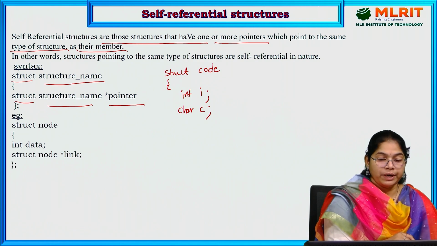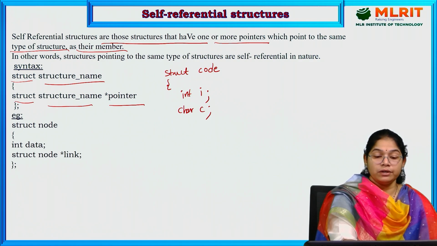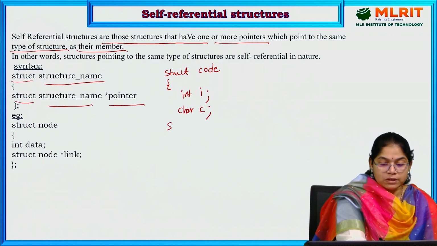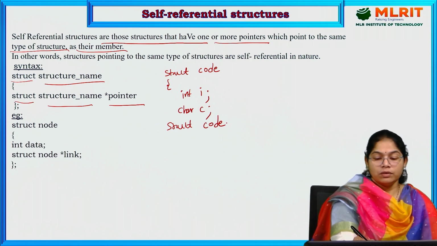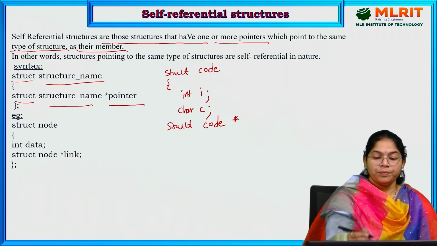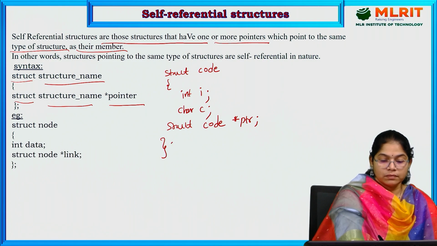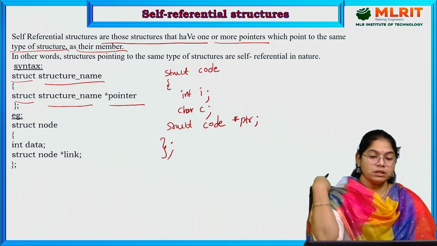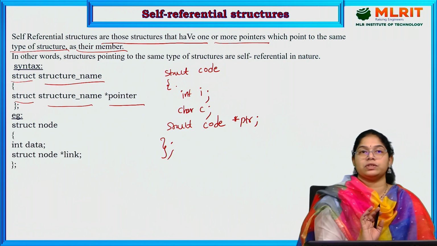So how to create a pointer? Data type, then an asterisk, and then a pointer name. Since we are creating a pointer to the structure, the data type must be of structure type. So here struct code, then star to create a pointer, then the pointer name, here consider it as ptr. So now this ptr makes it a self-referential structure, because ptr is a member which is pointing to the same structure.